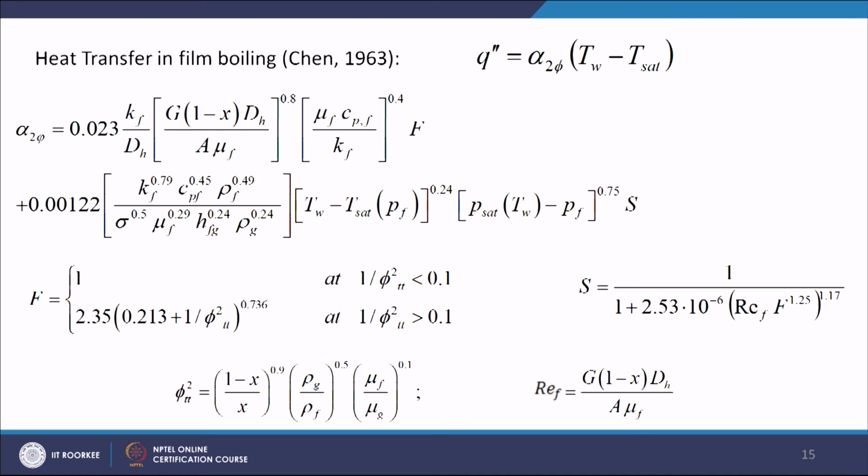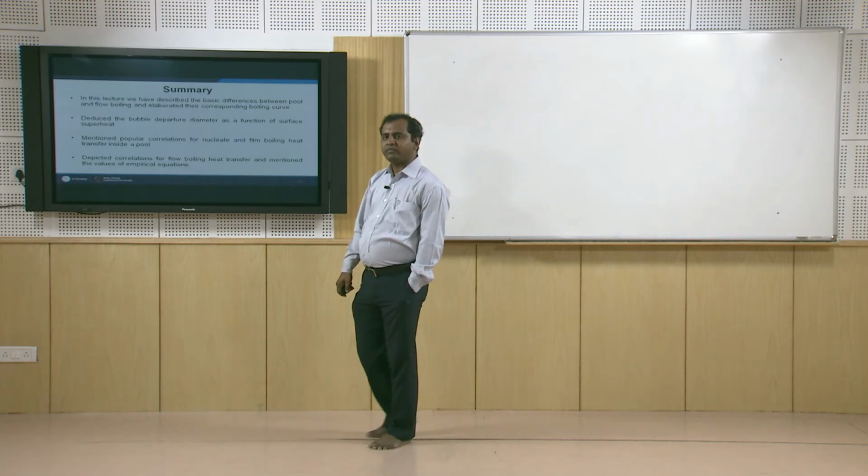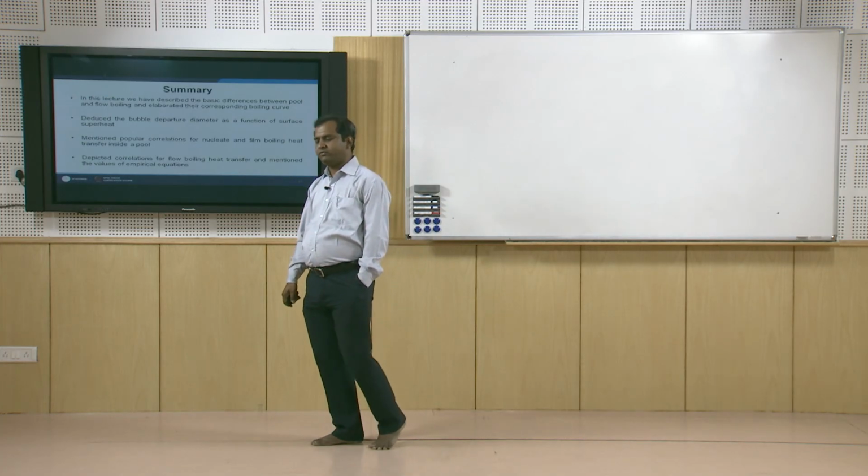Okay. He has defined this two phase multiplier in a different way. So, he has defined this one with some power over here. Earlier we have seen this is 1 minus x by x, rho f by rho g and mu f by mu g, but he has given some power over here: 0.9, 0.5 and 0.1. So, this changed correlation will be very important for finding out the heat transfer coefficient in film boiling.